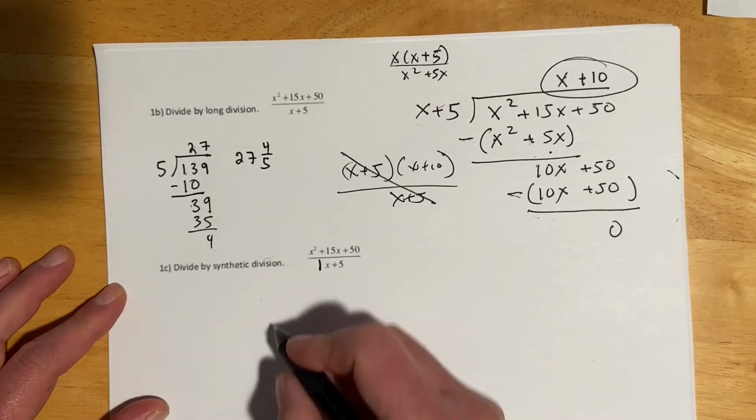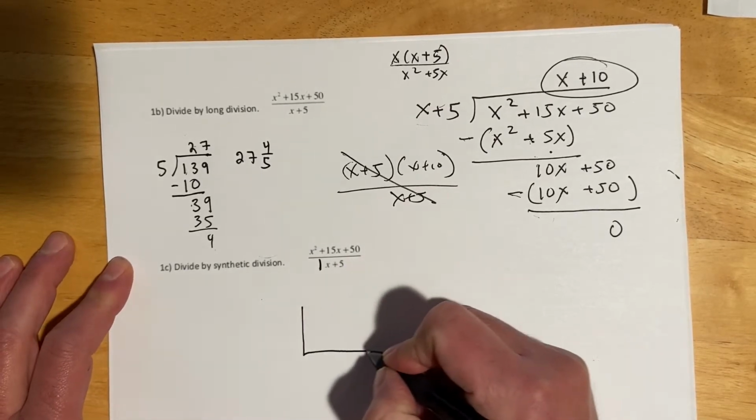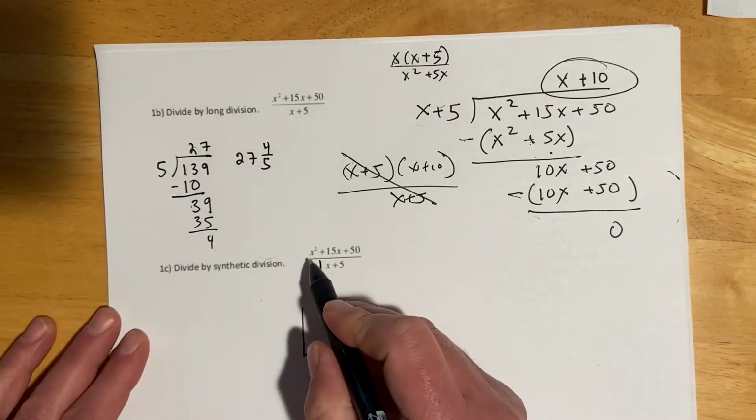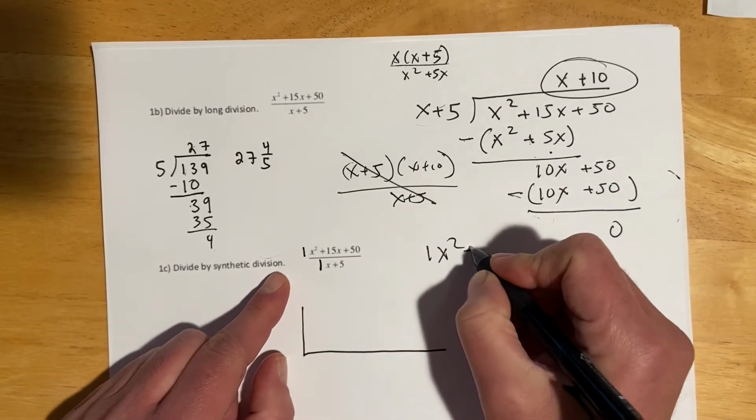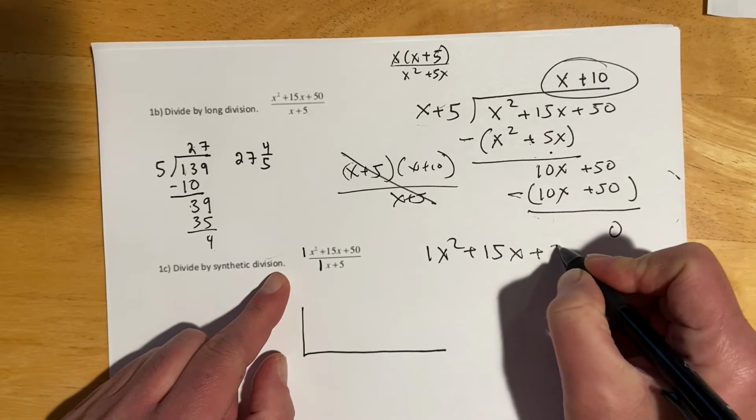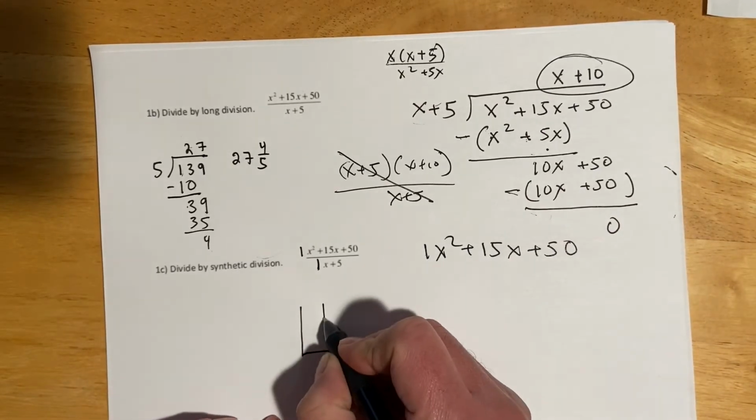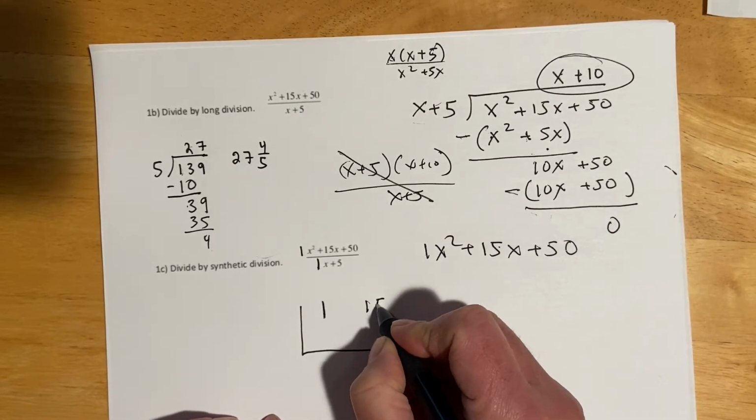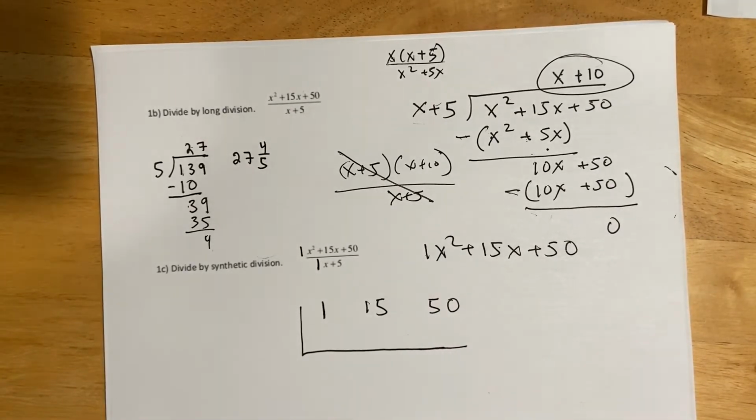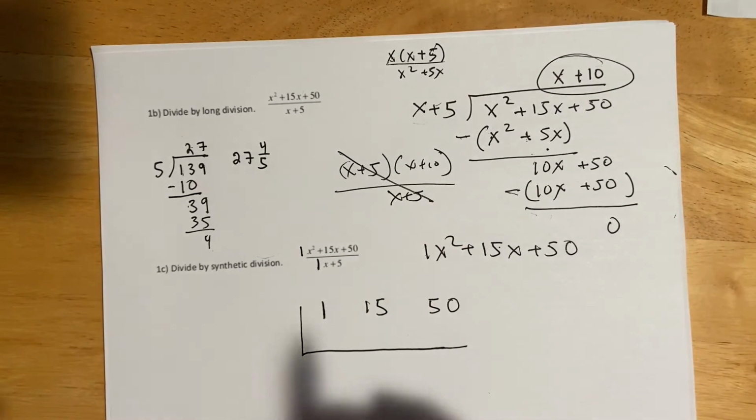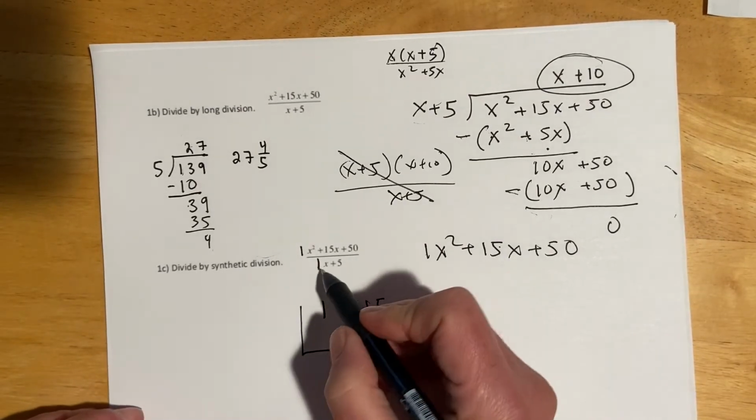So for synthetic division, what we do is we set up this kind of weird division bar. And then inside, so this is 1x squared plus 15x plus 50. So I'm taking the 1, the 15, and the 50. And right here's where people are like, oh, I don't like this. I don't want to do this. Trust me, it turns out really good.